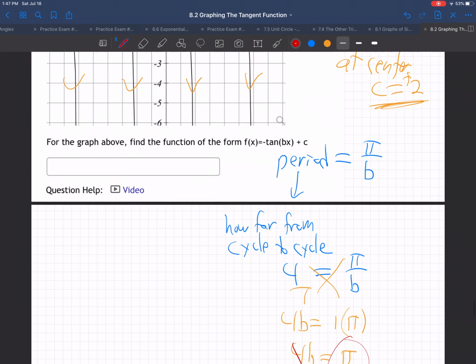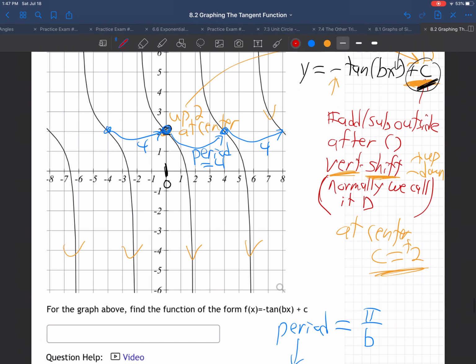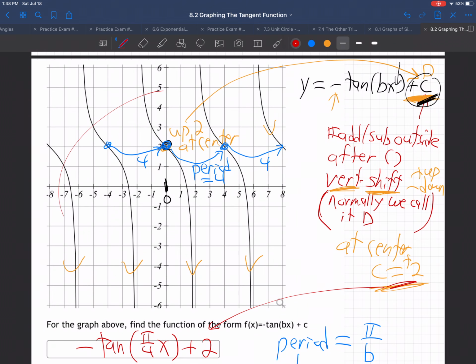So we got it. B is pi over 4. So we have the equation. It's negative tangent of pi over 4 x, plus the C, and what was the C? 2. There we go. That must be the equation producing this graph. That's how we do that.